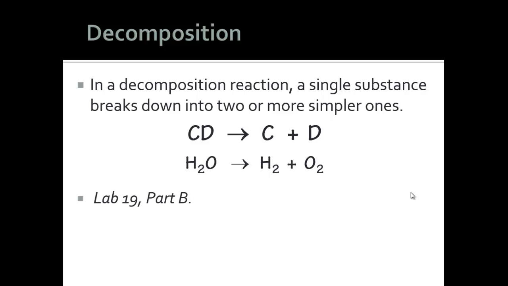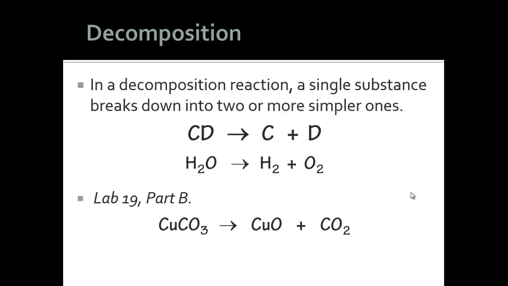Another example comes from Lab 19, Part B, where you took the green copper carbonate, copper(II) carbonate, and heated it. Again, we don't put heat in there as a reactant, but we did heat it to make this happen. Most decomposition reactions need some heat, not all of them, but many of them do. Many of them need a lot of heat. And copper carbonate broke down in that lab section into carbon dioxide gas, which you hopefully recognize because of the lime water test, and copper(II) oxide.